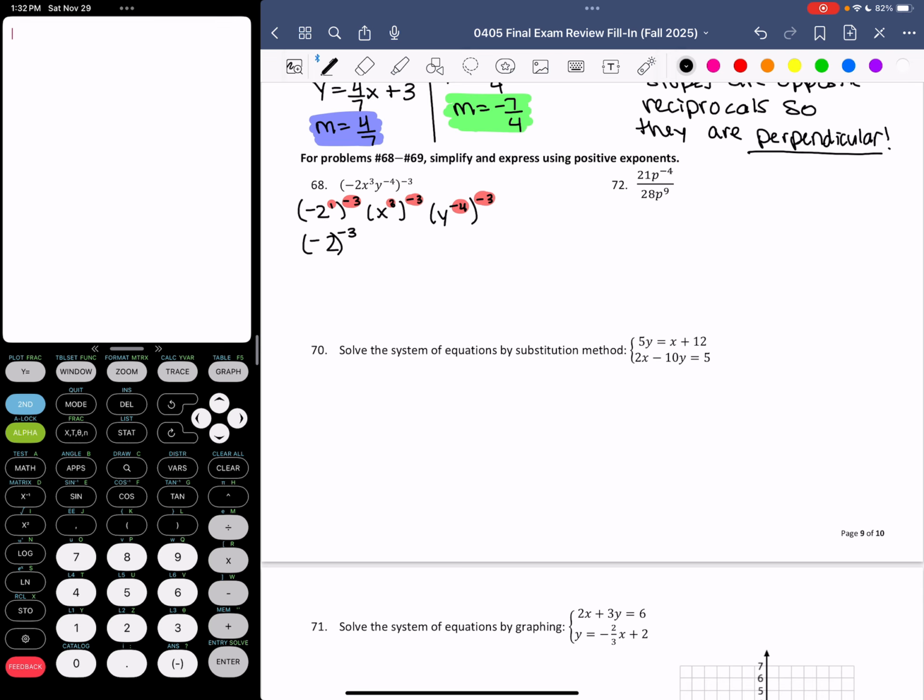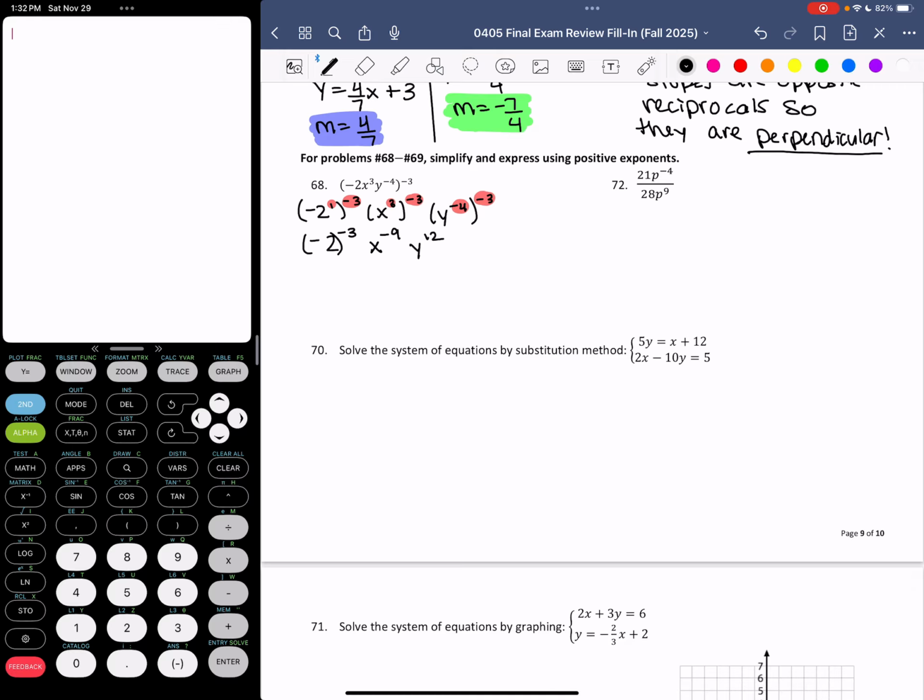3 times negative 3 is going to be x to the negative 9th. And then -4 times -3 is going to be a positive 12. Okay. Now, anything that has a negative exponent needs to be rewritten with a positive exponent. So, in order to do that, we move to the bottom side of the fraction bar. Anything with a positive exponent stays where it's at.